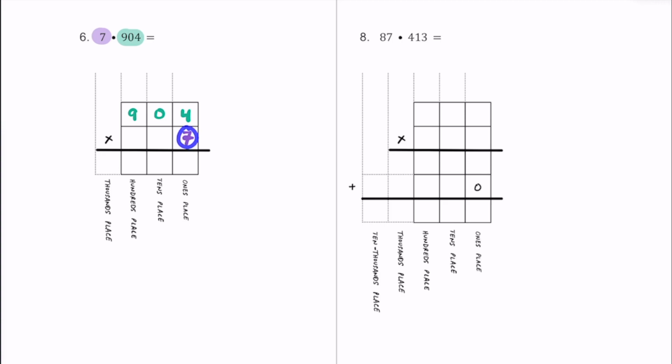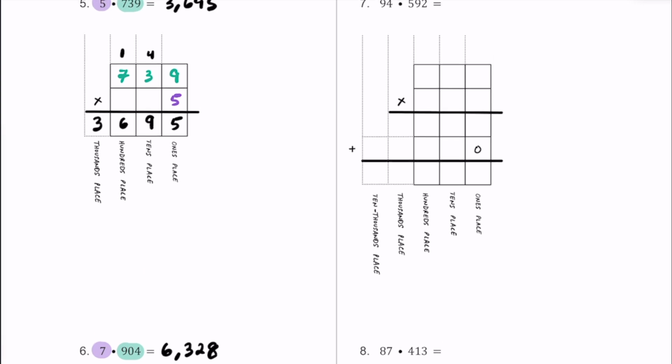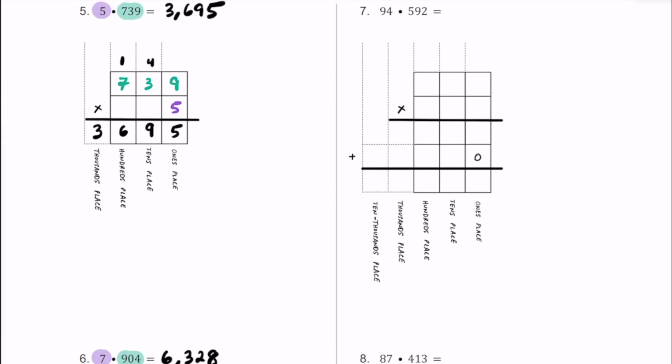Let's start by multiplying 7 times 4, that's going to be 28. The 8 is in the ones place, carry the 2 into the tens place. 7 times 0 is just going to be 0, plus the 2 is going to be 2. Put that in the tens place. And then finally, 7 times 9 is going to be 63. We'll put the 3 in the hundreds place and then the 6 in the thousands place. So our product here is going to be 6,328.